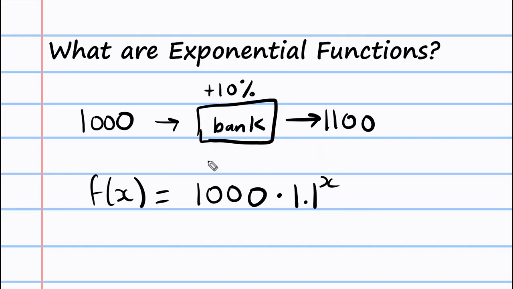So at year 0, I have $1,000. At year 1, I have $1,100. At year 2, I'll have $1,210, and so on and so forth. That's one example of how exponential functions can be used to model growth and decay.